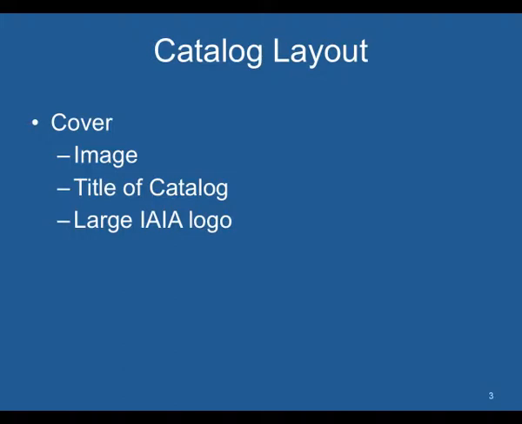You'll have a cover, and I very strongly suggest that your cover mirrors the brochure that you're designing. You see the connection. You're advertising for the exhibition, so the cover should mirror the exhibition as well as the advertisement you're sending out. So it's going to include the image, the title of the catalog, and a large IAIA logo that is going to be in a halftone. So that logo is going to be ghosted in. It will be barely visible. It will almost be like a watermark.